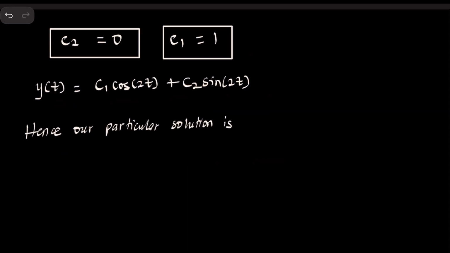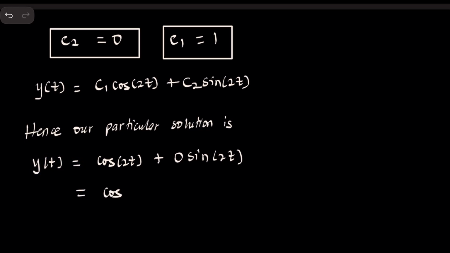Hence our particular solution is y of t is equal to, c1 is now 1, so that's going to give us cosine of 2t, plus c2 is now 0, so that will be 0 times sine of 2t. So thus we have our solution to be cosine of 2t.